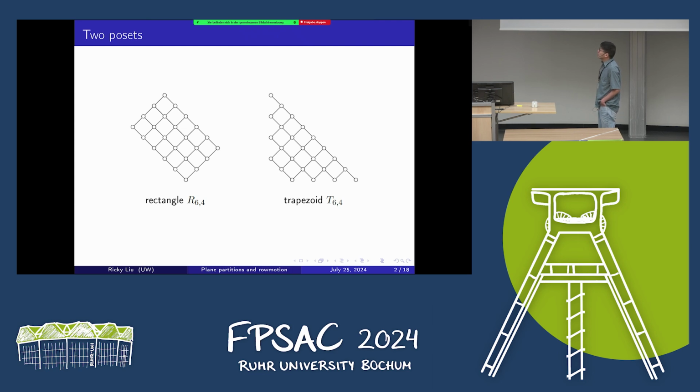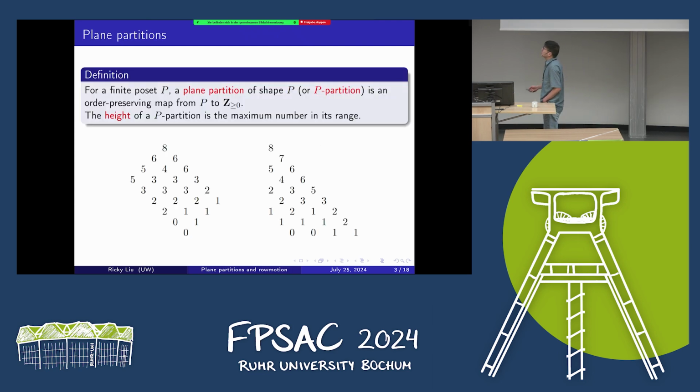And what are we going to care about with respect to these posets? We're going to be looking at plane partitions. A plane partition of a given shape P, sometimes called a P-partition, is just an order-preserving map from P to the non-negative integers. You can think of this as labeling the elements of your poset with non-negative integers such that when you go up in the poset, the numbers are weakly increasing. And the height is just the maximum number we use, so this is a plane partition of the rectangle, this is one of the trapezoid, both of them have height 8.